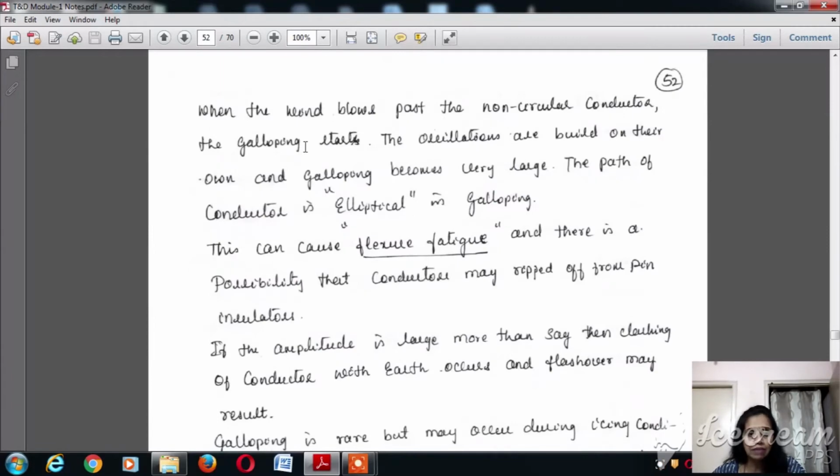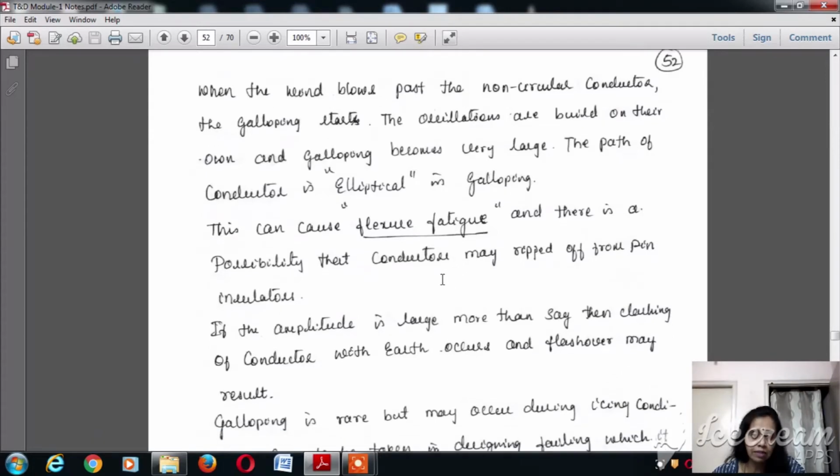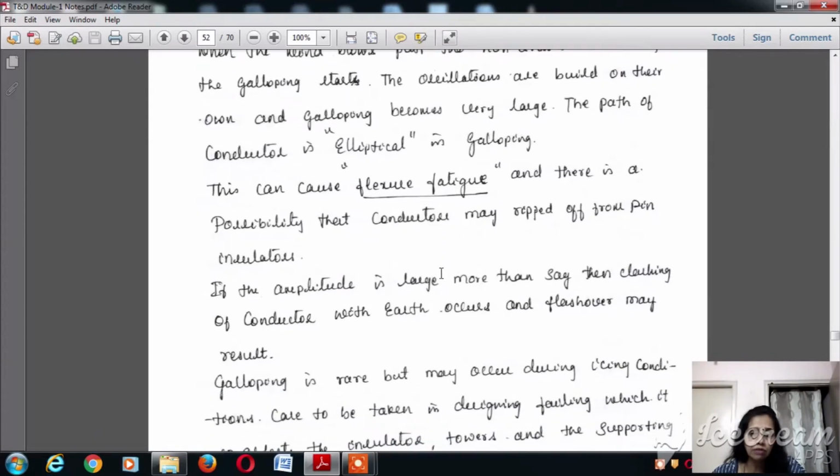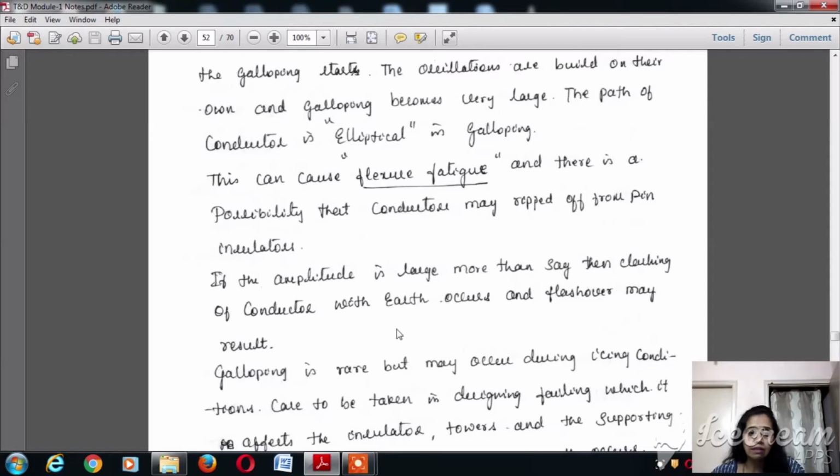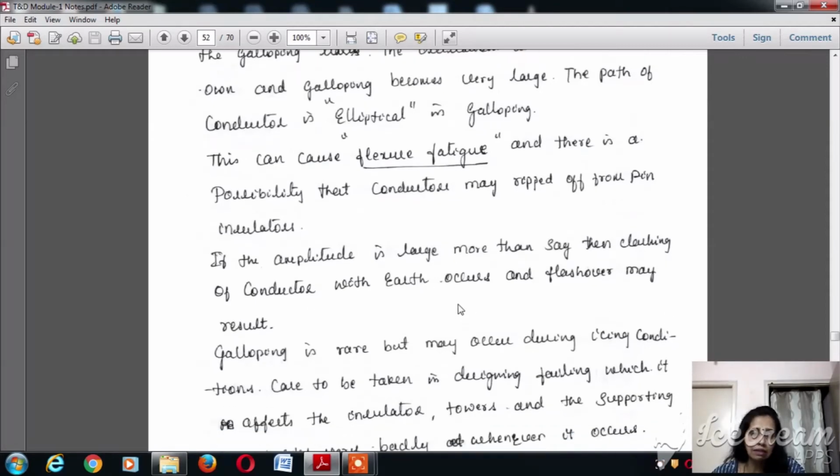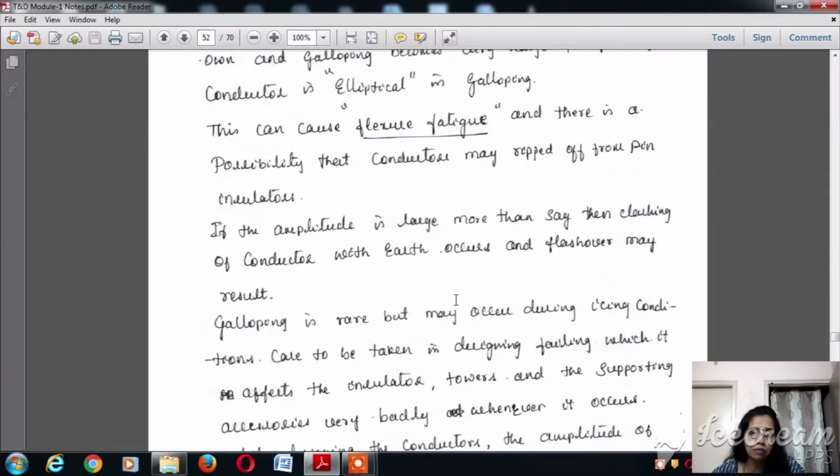So when the wind blows past a non-circular conductor, the galloping starts. The oscillations build on their own, and then the galloping becomes very large. The path of the conductor is elliptical. This can cause flexure fatigue, and there is a possibility that the conductors may be ripped off from the pin insulators. If the amplitude is larger than the sag, then clashing of the conductor with the earth occurs, and flashover may result.